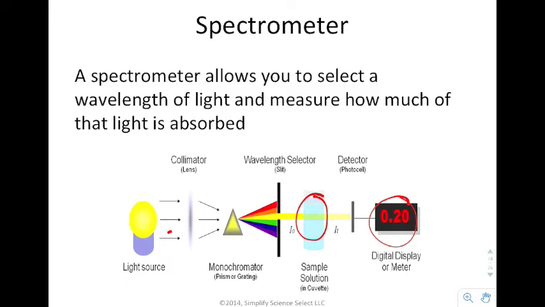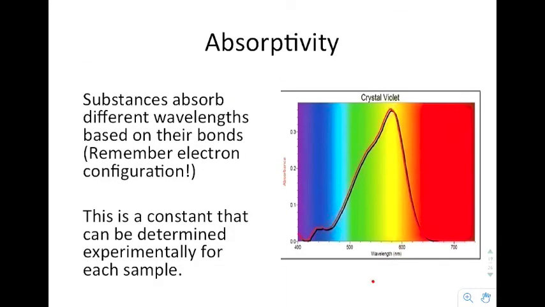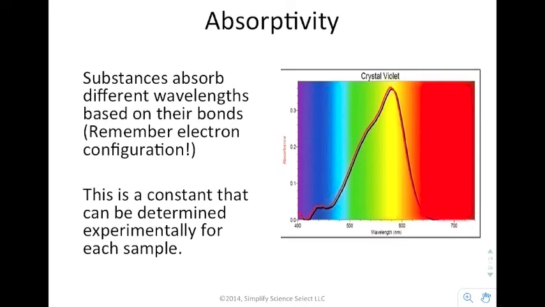This is actually a very, very accurate method. Now, the absorption of light is going to depend on a couple of factors. It's going to depend, number one, on the absorptivity. The absorptivity is generally referred to as a lowercase a. Different substances will absorb different wavelengths based on their bonds, because remember the whole electron configuration. Remember, it's got to be able to bump up to the next level. So it's got to be able to go from here to here. If it can't do that, then it's not going to absorb that light.